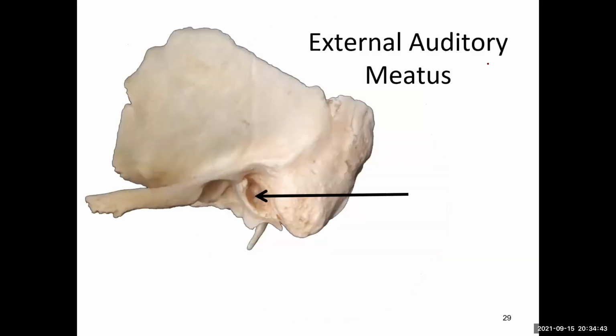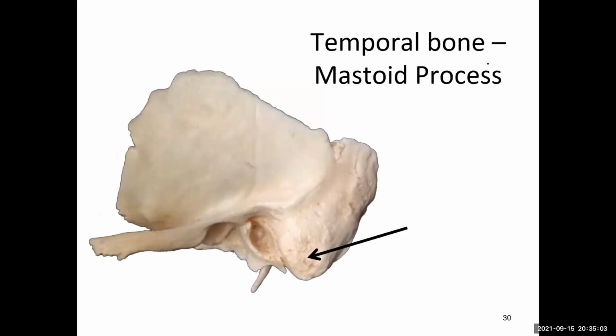All right, back to the external view of the temporal bone. Here's that opening there to your ear canal. That's the external auditory meatus. So the next couple of structures are going to be around the external auditory meatus. Let's start with the one behind it. That's the mastoid process. It sits right behind the external auditory meatus, or a little bit inferior to it.